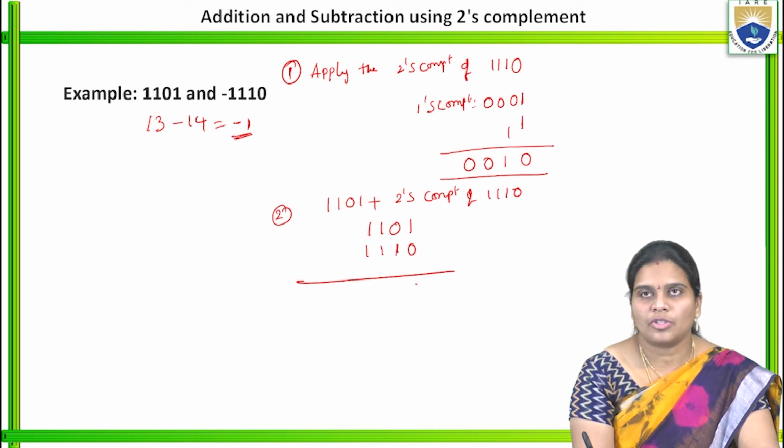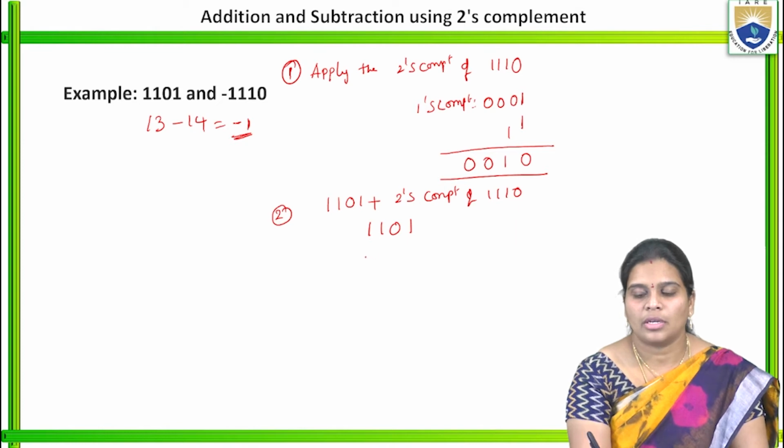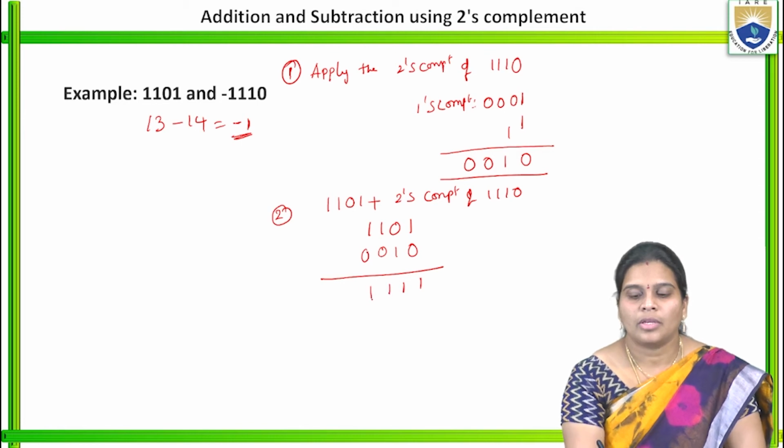Okay, so 1 plus 0 is 1, 0 plus 1 is 1, 1 plus 1 is 1, 0. So here the 1's complement of 1110 is 0001. So 1 plus 0, 1, 0 plus 1, 1, 1, 1. So here we are having no carry. So now we are applying the 2's complement of this one.